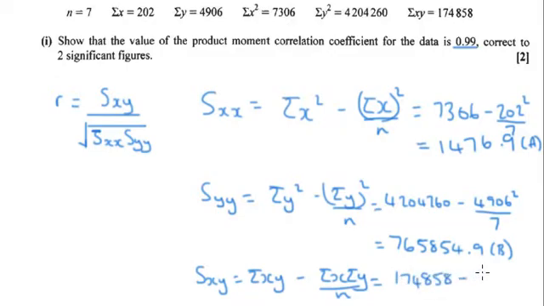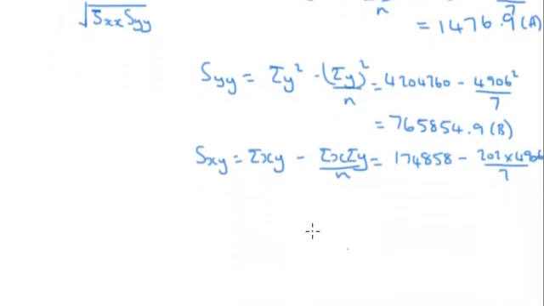and SXY is sigma xy minus sigma x sigma y over n, which is 174858 minus 202 times 4906 over 7. And that is 33284.9. That's going in memory C.